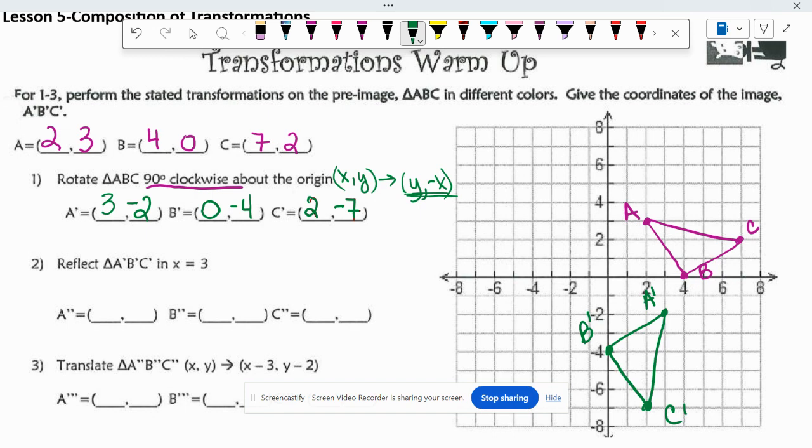How do we feel about that? Good? Okay. So question number 2 says we're going to take triangle A prime, B prime, C prime, and we're going to reflect it in the line x equals 3. So what kind of line is x equals 3?